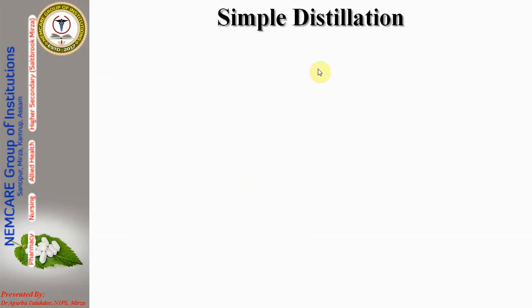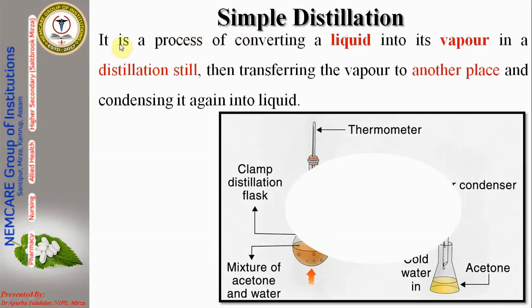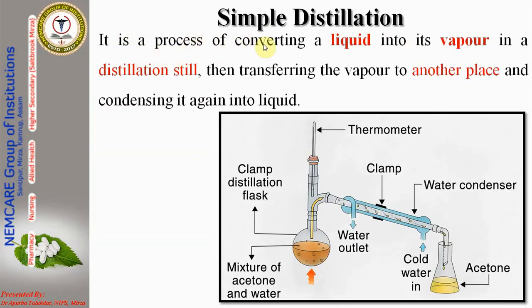Coming to the first one, that is the simple distillation. It is a process of converting a liquid into its vapor in a distillation still, then transferring the vapor to another place and condensing it again into liquid. So this is the definition of simple distillation.